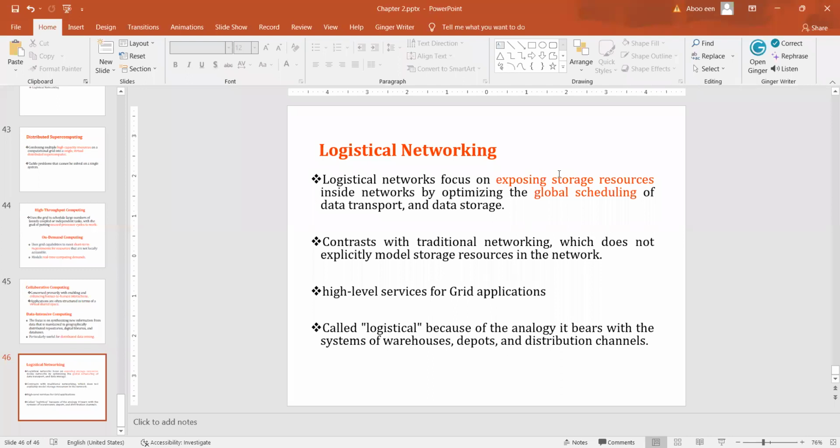So here you see logistical networks focus on exposing storage resources inside the network by optimizing the global scheduling of data transfer as well as data storage. It can be contrasted with traditional networking, which does not explicitly model storage resources in the network. The traditional network is not considering this. Logistical networking provides high-level services for grid applications, called logistical because of the analogy it bears with a system of warehouses, depots, and distribution channels.